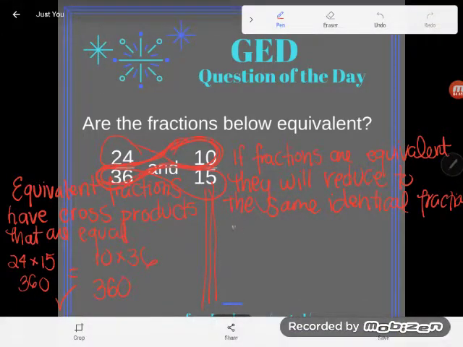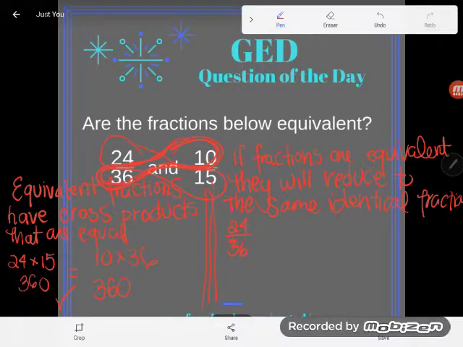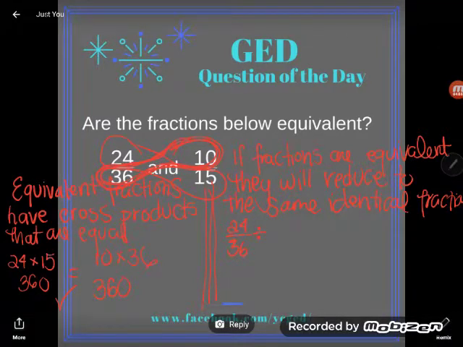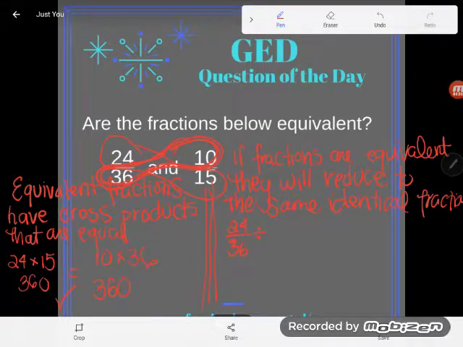This, although it's not the way that most mathematicians would go, is the way I would expect a lot of GED students to go, because this is more intuitive to us, okay? So when you reduce fractions, you just find any factor they have in common and you divide it out.